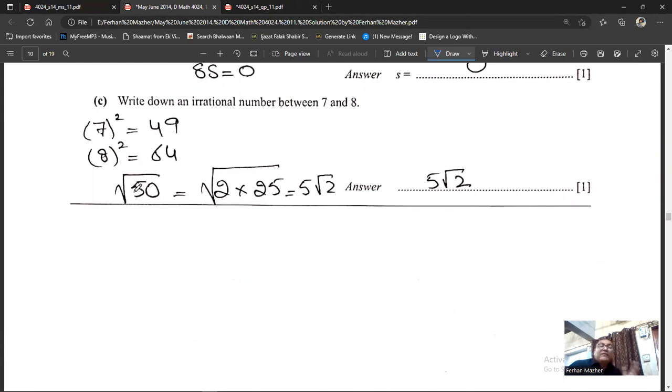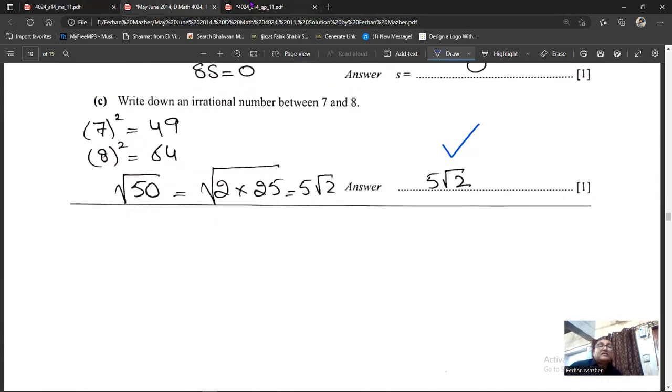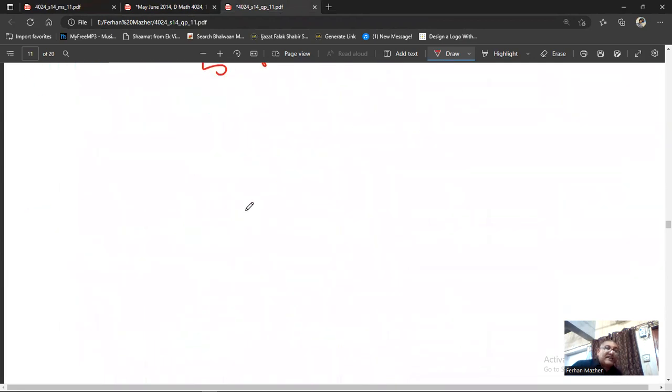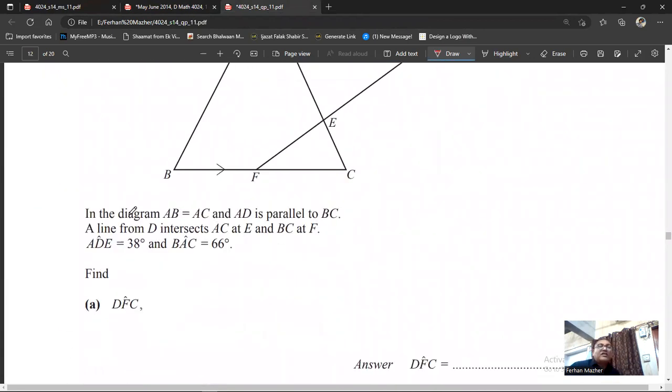So this is not a prime number, but when you remove the 5, the number under the radical is a prime number. So that's why it's an irrational number. 5 root 2, which is root 50, is the right answer, sir. A little tricky question. This is 15. The question is not that easy. It's a conceptual question. Okay.